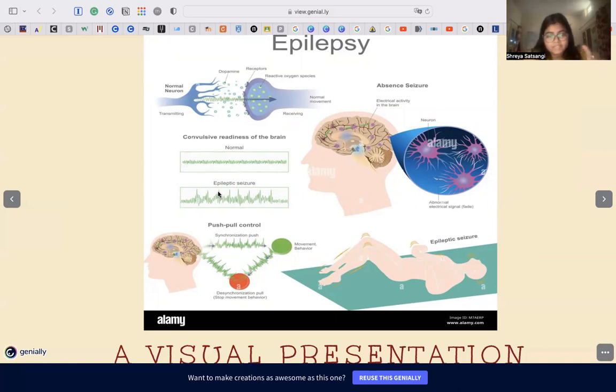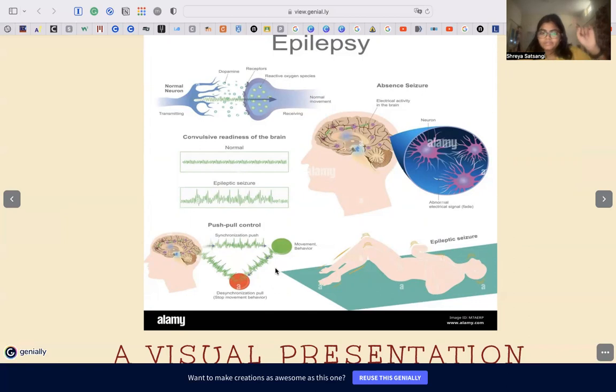But in epileptic seizures, you can see that they are increasing. It's not normal. It's not in a continuous phase. And now this is push-pull control: synchronized push, movement behavior, and then we have desynchronized push to stop the movement behavior. Basically, when we have seizures, we have uncontrollable movement in the body. You can see in the figure that it is moving, but the person cannot control their seizures.